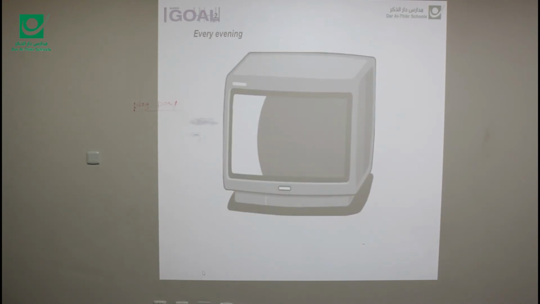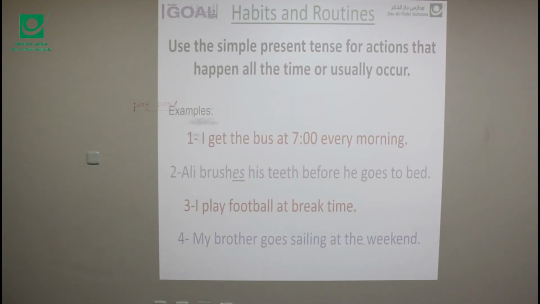Every evening, what does he do every evening? He watches television every evening. So watches: the verb here, watch, ends in ch, so we add es to the verb when the subject is he, she, or it. Okay, so this tense is called the simple present tense.